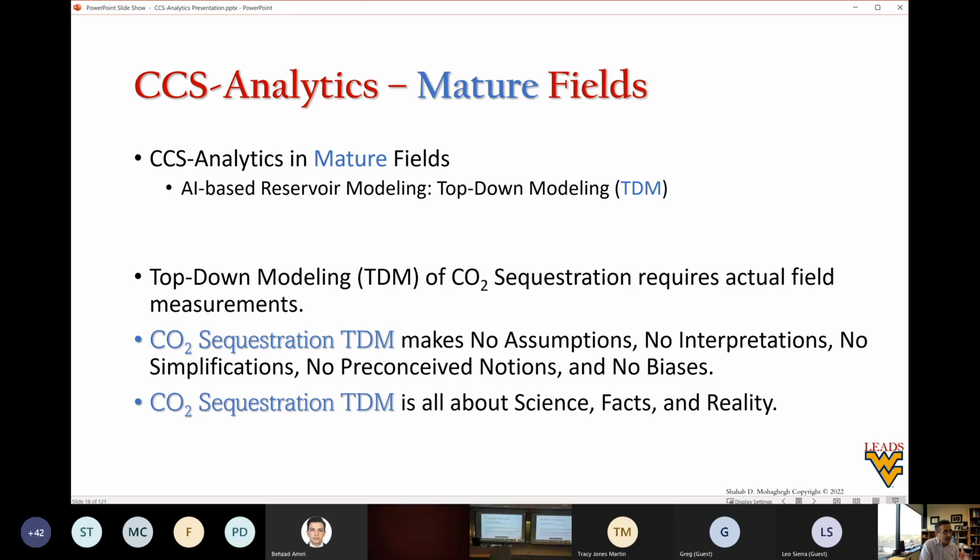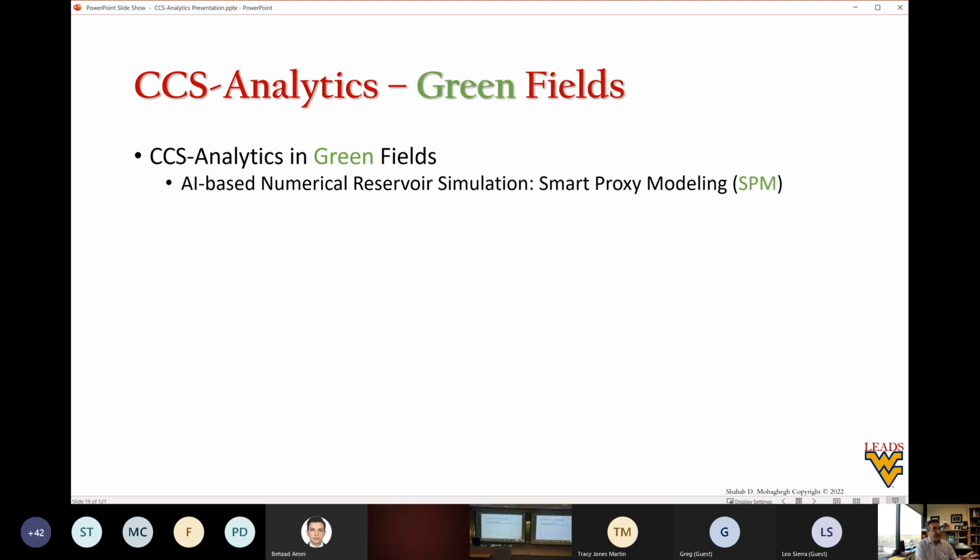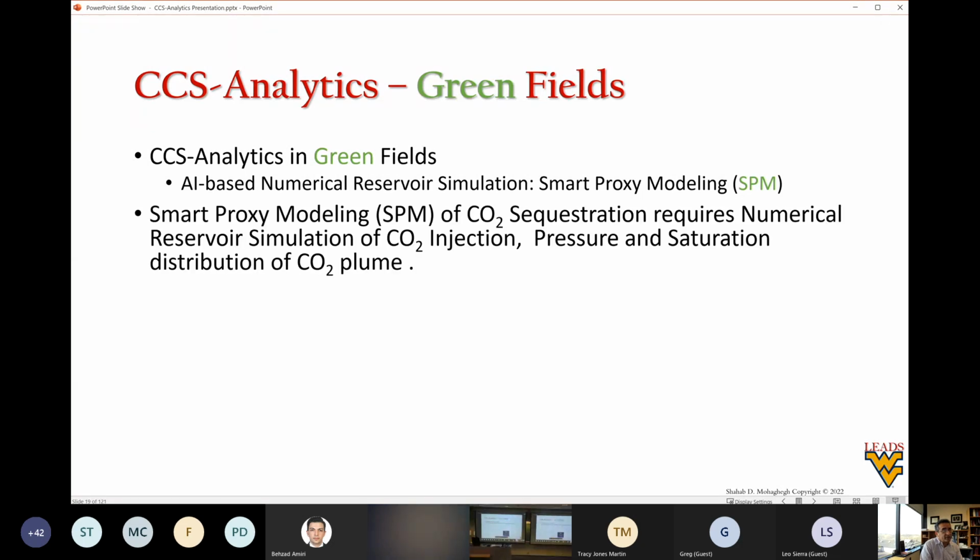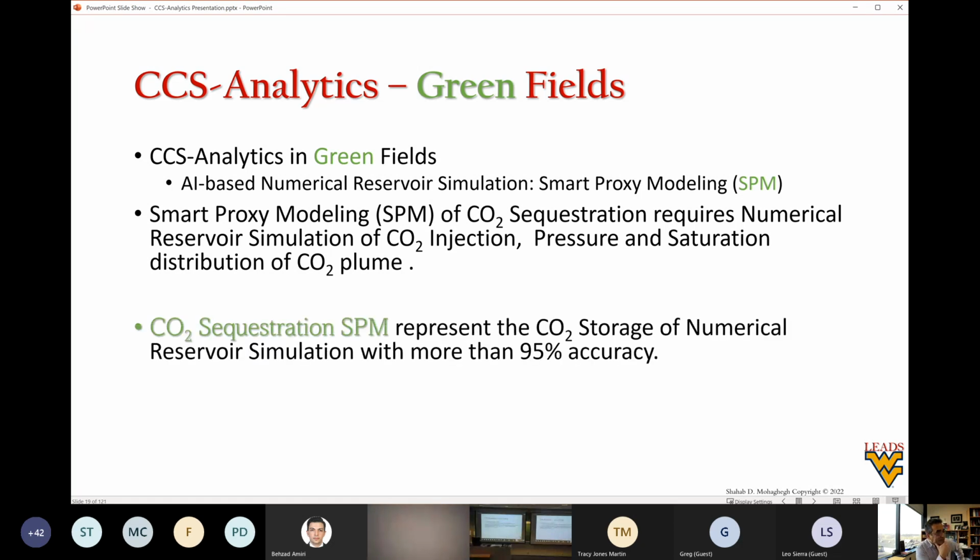However, what I'm talking about today and giving you a case study and some development is the other one, when it's used for greenfield, which is saline aquifer. That is AI-based numerical reservoir simulation. It's called smart proxy modeling. Smart proxy modeling of CO2 storage sequestration requires numerical reservoir simulation of CO2 injection, pressure and saturation distribution of the CO2 plume as in space and time.